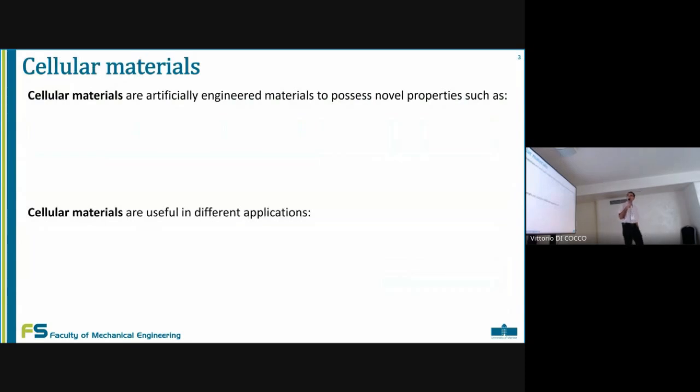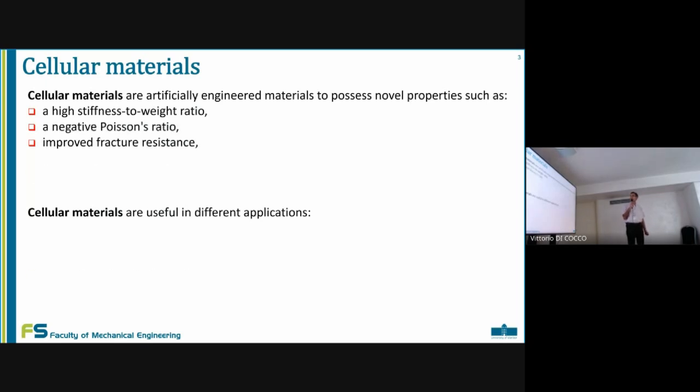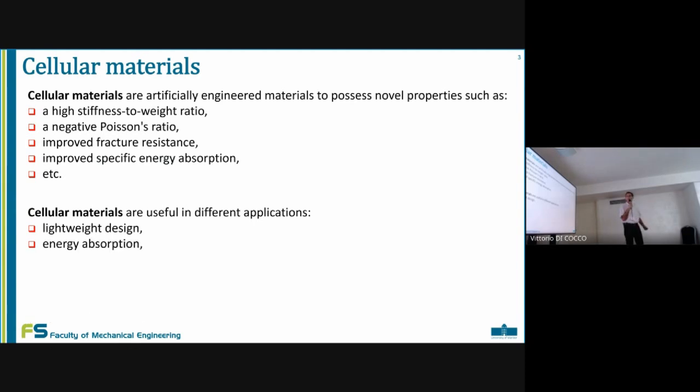A few words about the cellular materials. These materials are artificially engineered materials that possess some novel properties such as high stiffness to weight ratio, sometimes a negative Poisson ratio, improved fracture resistance, improved specific energy absorption, and so on. These cellular materials may be used in different applications in practice, such as lightweight design, energy absorption, blast protection.